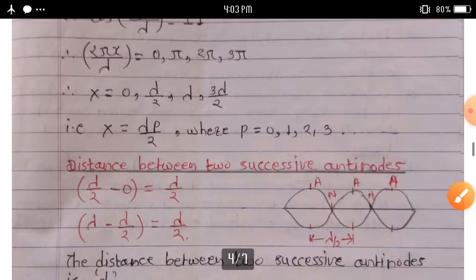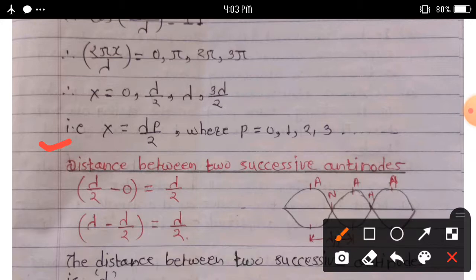That is the general formula. We can write x is equal to λp/2, where p is equal to 0, 1, 2, 3 and so on. We can put 0 into p, we get 0 here. Next we put p is equal to 1, then x is equal to λ/2. Then put 2, the 2 gets cancelled, remaining x is equal to λ.